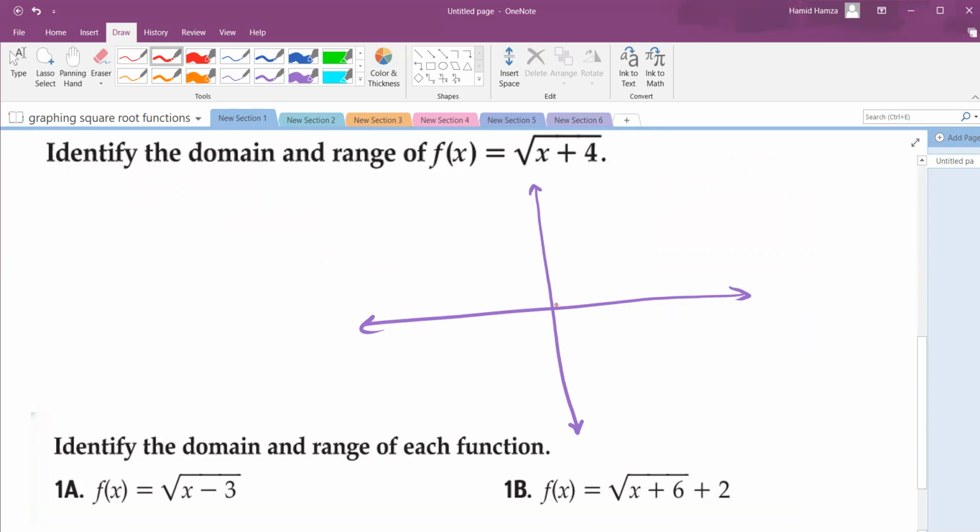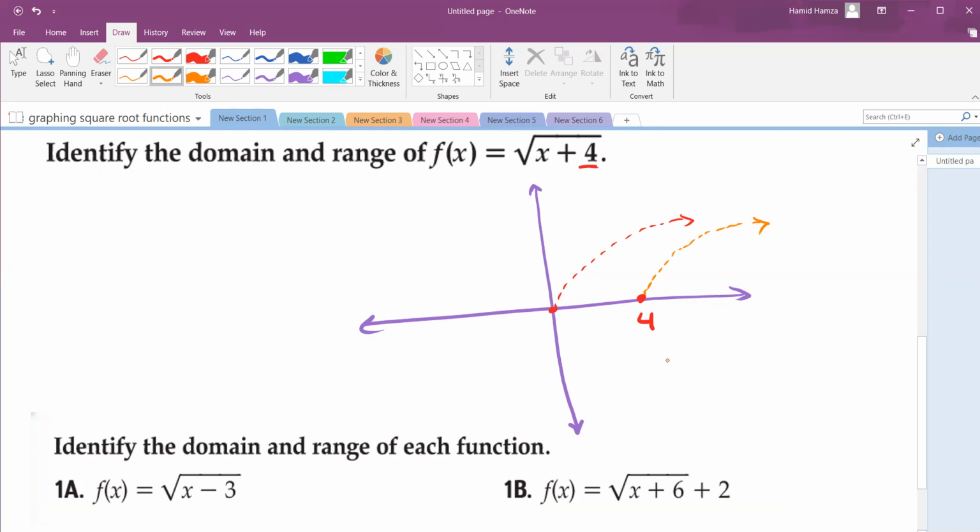So the parent function moved to the right. How many units? 4 units. So instead of starting from 0, we'll start from 4. The start point will be moved 4 units to the right. That means I start the graph from 4 like this. So it will be like this, guys.